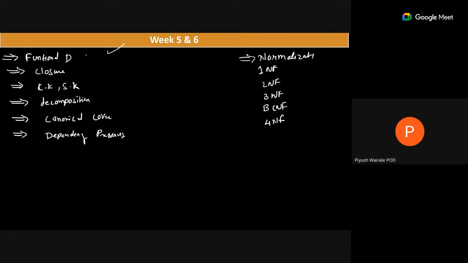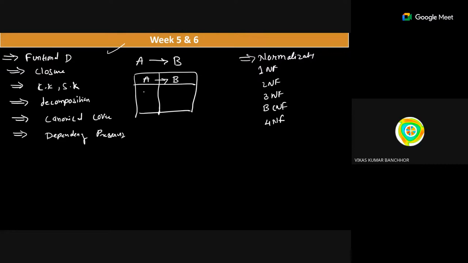So what is functional dependency? If I say A determines B, what does it mean? The value of B is uniquely identified by A. So if I say A1 determines B1, then A1 should determine B1 only, right? A1 should not determine B2. It will violate the concept of functional dependency. That's a simple thing.